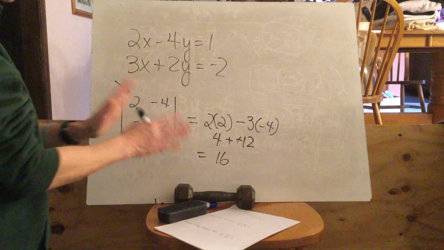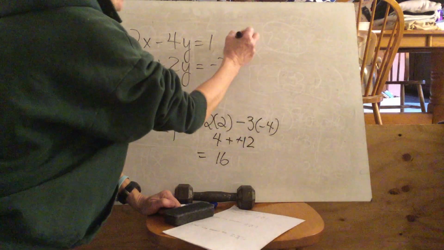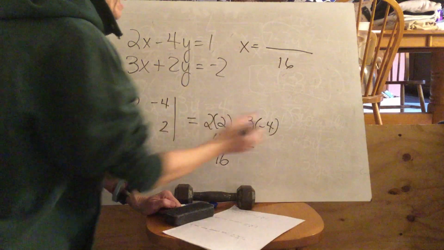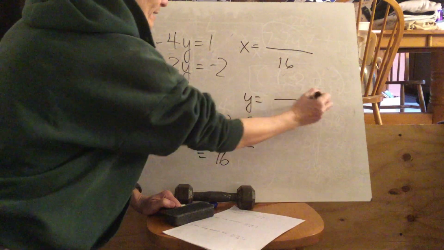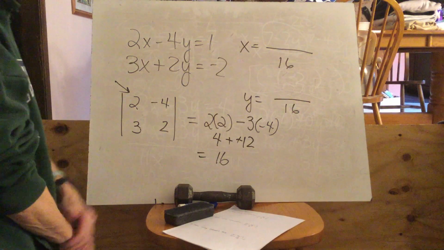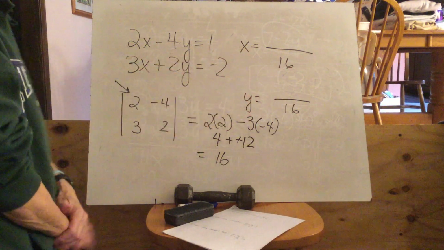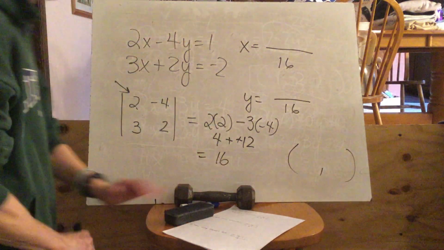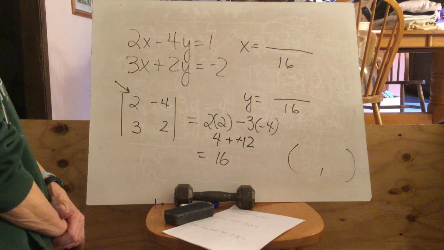Now, you'll remember that's a really important number in the problem because it means that whatever x is and whatever y is, they are both fractions over 16. 16 becomes the denominator of the x and y values. Again, you're looking for an ordered pair. You're looking for an x and a y.